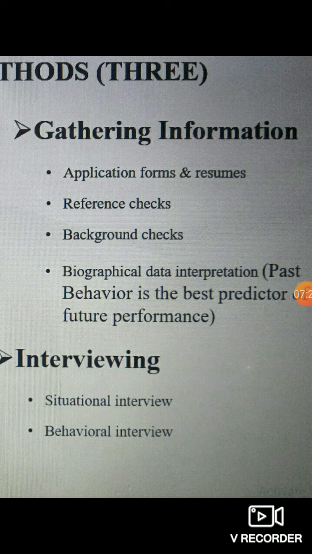With these four tools, we can study a person's information and gather the information for relevant decisions to be made in terms of selecting you. That is how the gathering information stage or method of selection plays a very important role in employee selection.